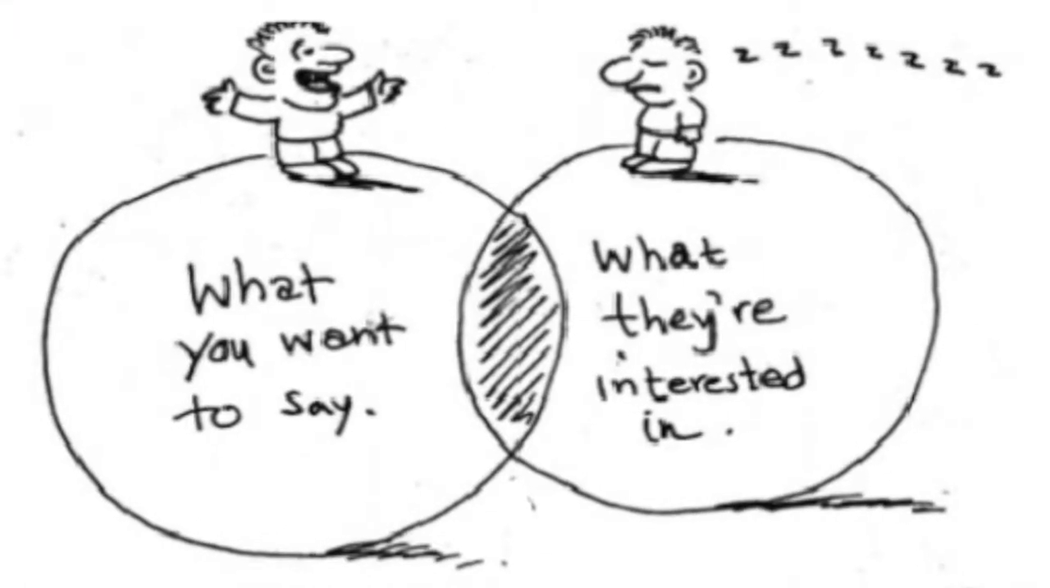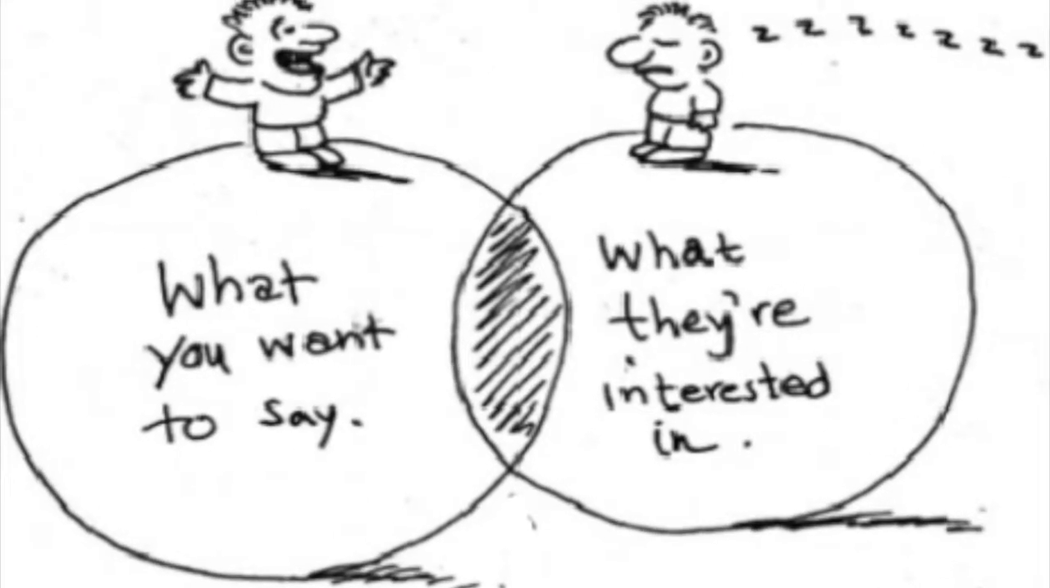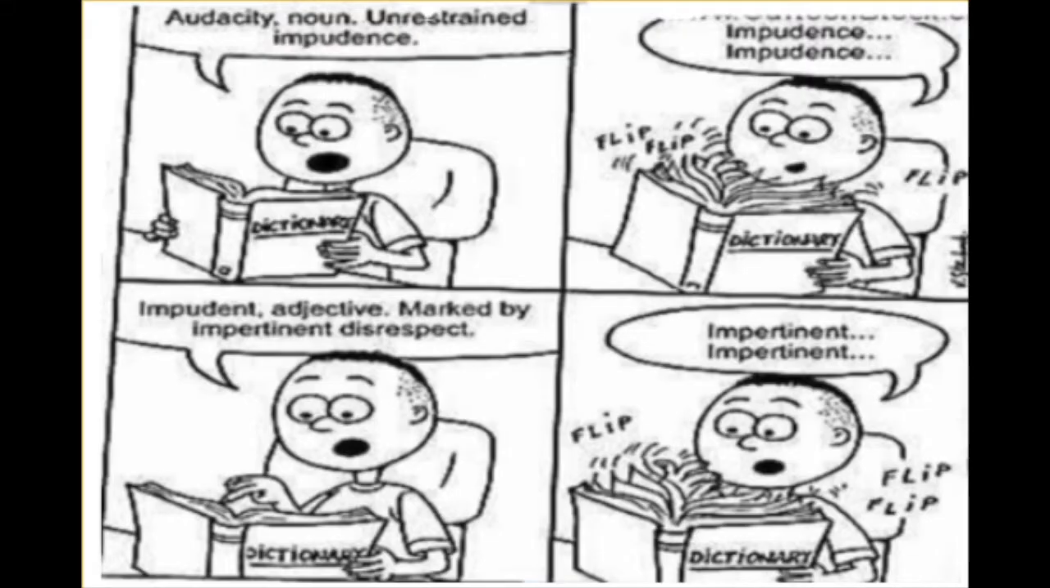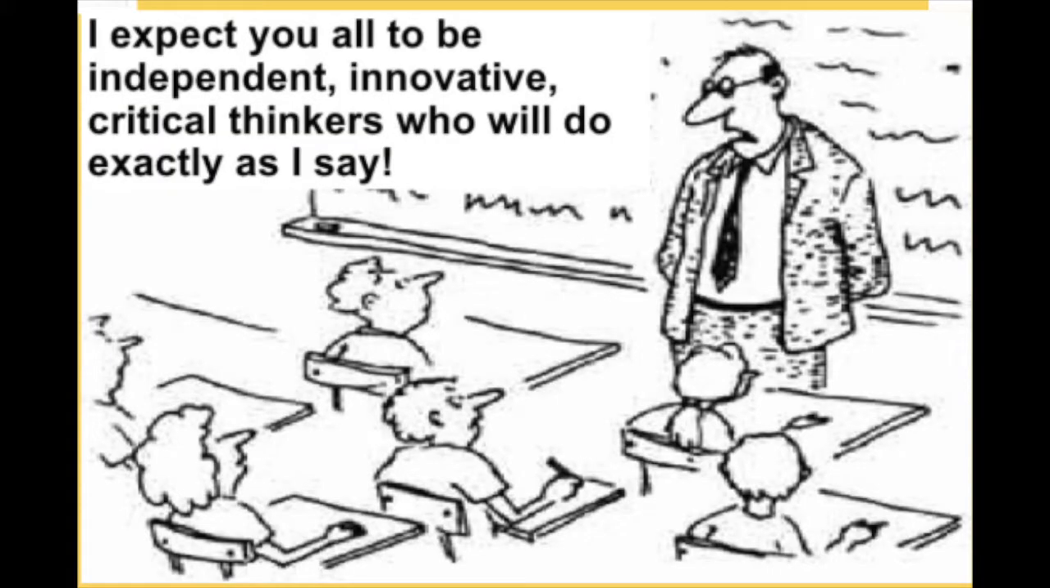Sheltered instruction combines language and content instruction. The goal is to make content comprehensible, relevant, and motivating to English language learners. Sheltered instruction targets academic language development and deeper conceptual understanding of the content. Sheltered Instruction Observation Protocol is a model for teachers to use in order to develop highly effective lessons.